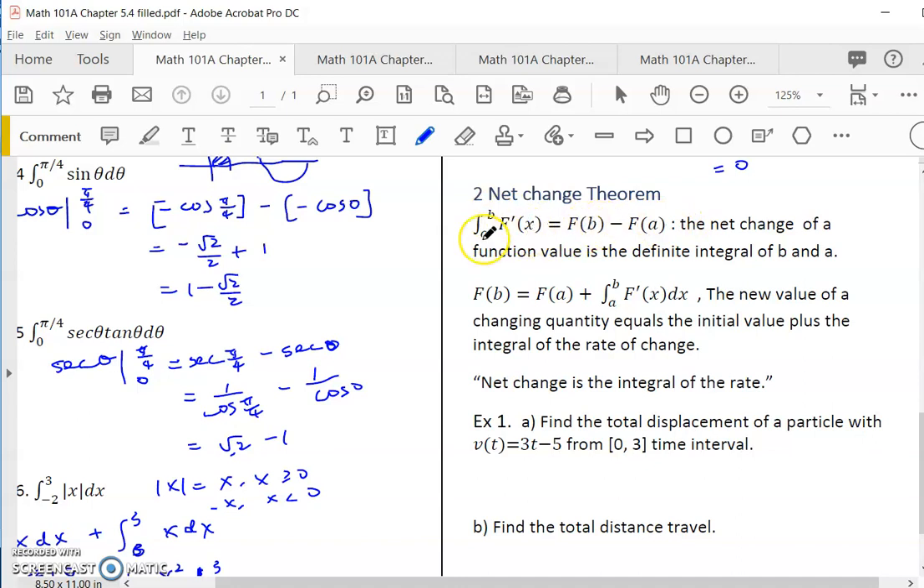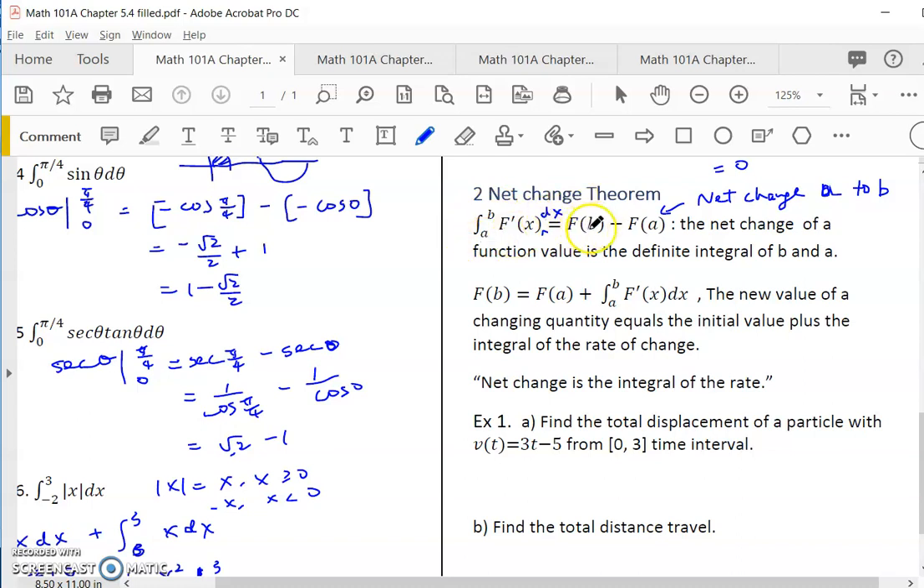So going backward, this should be dx here. If someone gives me a rate and I want to find f of b minus f of a, that is the net change. So the net change of a function from a to b is the function at b minus the function at a. So I can actually use the rate function and then do a definite integral.